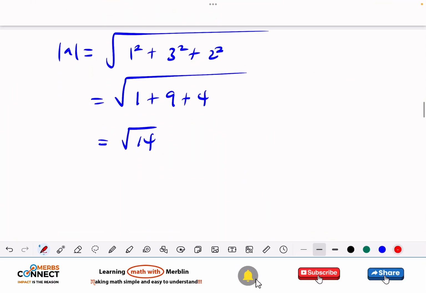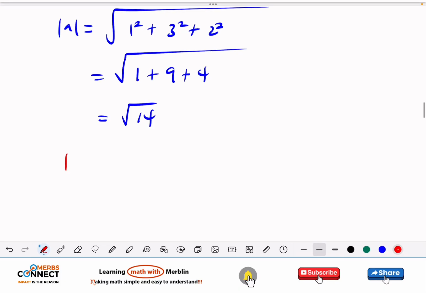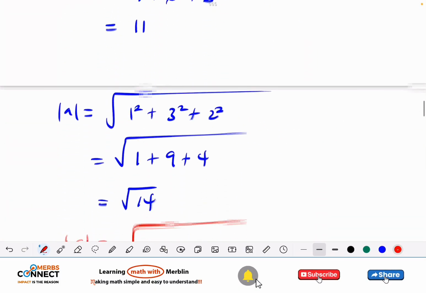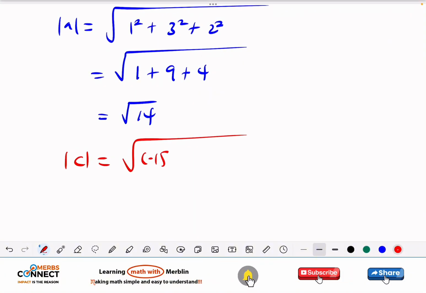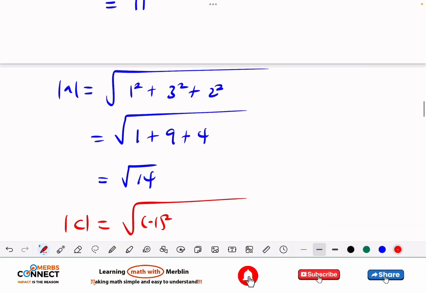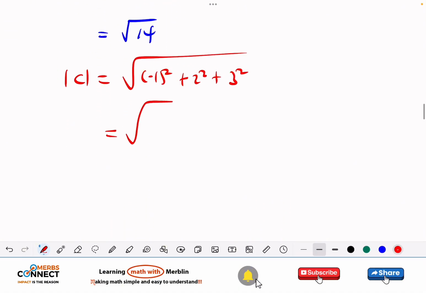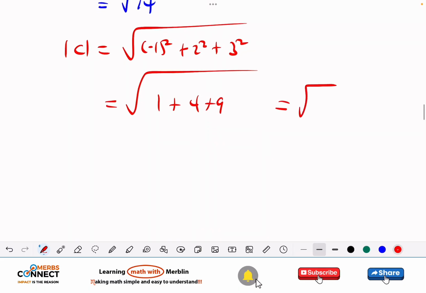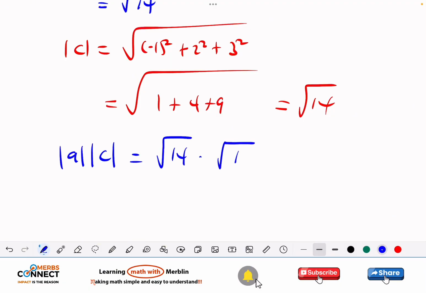Good. Now let's look at the magnitude of C. We are going to have minus 1 squared plus 2 squared plus 3 squared. And this is going to give us 1 plus 4 plus 9, and this one also is going to give us the square root of 14. So the magnitude of A times the magnitude of C is the square root of 14 times the square root of 14, and this is going to give us 14.